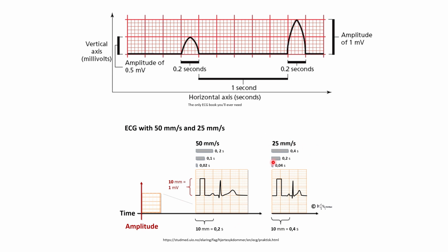Whereas the speed should be 25. If the speed is 50, everything changes. For example, if one small box was 0.04 second, in case of an ECG that was recorded on 50 millimeter per second, it will be 0.02 second. So everything changed. But to avoid this confusion, we will only stick to the standard, and I will make another separate video on the ECGs that are recorded on 50 millimeter per second.